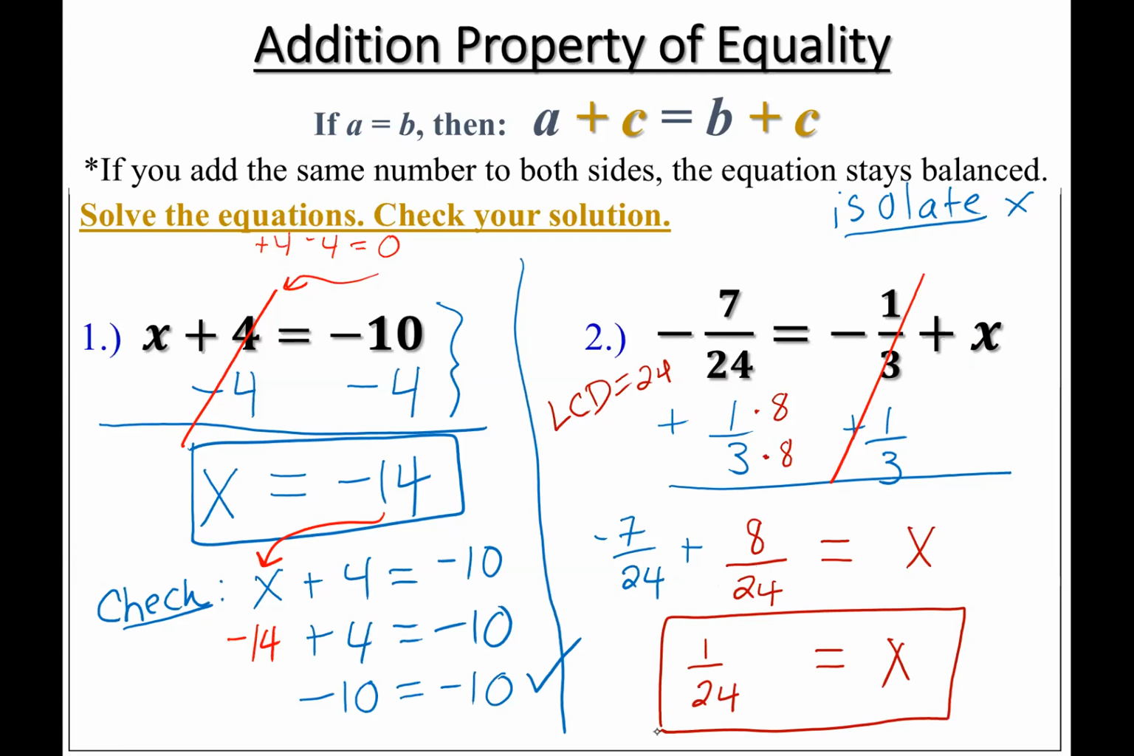It's fine that the x is isolated on the right side instead of the left side. It's really the same thing. So either way, our solution is 1 24th. Okay, I'm out of space here, but I am going to take us to a blank page momentarily so we can see what the check looks like for this problem. We're going to check our solution. So negative 7 24ths equals negative 1/3 plus x. We're going to replace x with the solution that we got, which is 1 24th. So now we're checking.